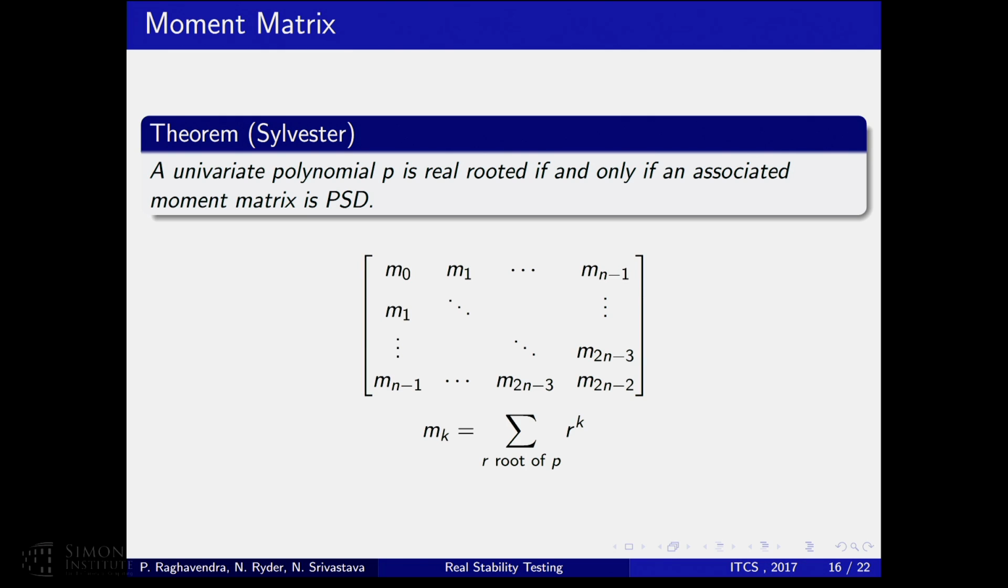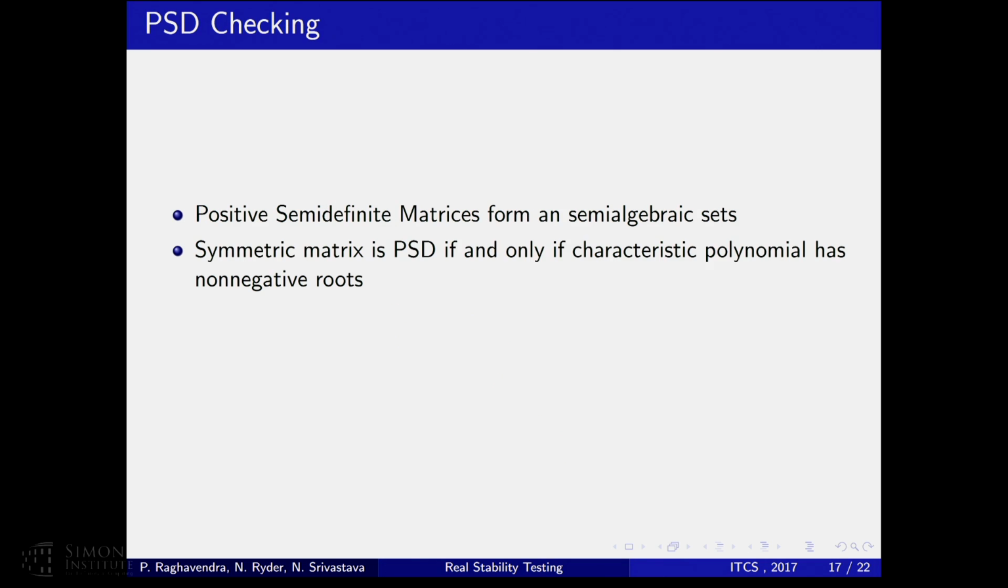So one way to determine if a univariate polynomial is real rooted is to use the moment matrix. So we look at the moment matrix, which is a Hankel matrix formed by the moments of the roots of the polynomial. And the theorem is that a univariate polynomial P is real rooted if and only if the associated matrix is positive semi-definite. So how do we check positive semi-definiteness? Well, there's a lot of ways to do this. But because we're going to want to generalize this to one-parameter families, we're going to want to view PSD as a semi-algebraic variety. So namely, we're going to want to view it as cut out by a bunch of polynomial inequalities.